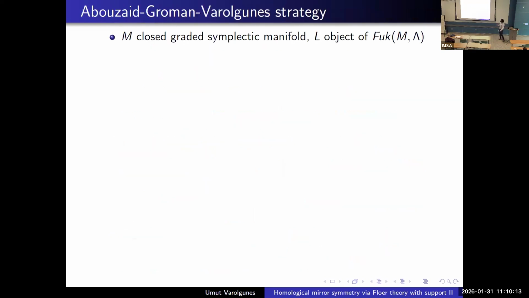But yeah, okay. So now, so how much time am I over? Not yet. No, like 6-7 minutes. Okay, great. So now let me explain to you this strategy for homological mirror symmetry. So we start with a closed graded symplectic manifold and an object of Fukaya category. Okay, this object is supposed to be the object. If you do have homological mirror symmetry, it's the object that maps to the structure sheet.